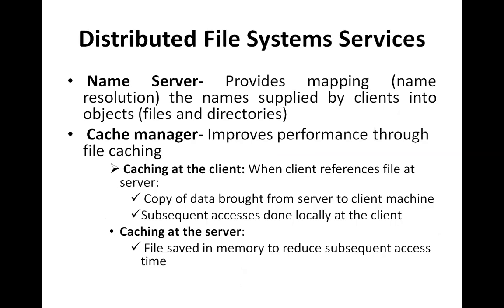So as I told you, we have two kinds of services, the name server and the cache manager. The name server is going to provide the mapping between the name which is supplied by the client and those objects which are available in the form of a file. And the cache manager is going to improve the performance through file caching. Caching can be done on the client side and is also done on the server side.